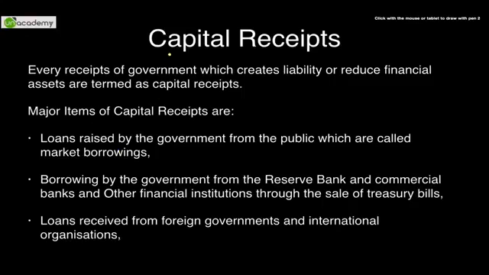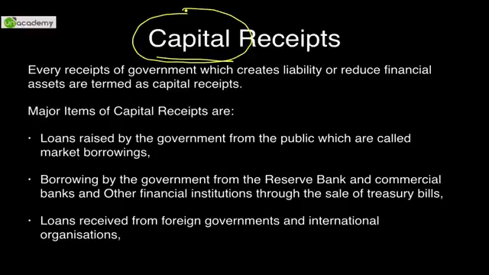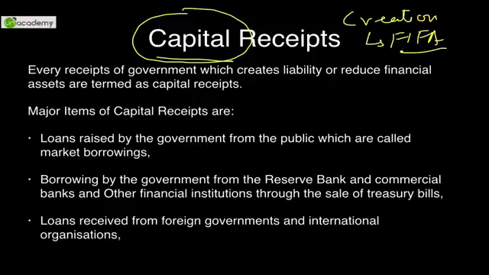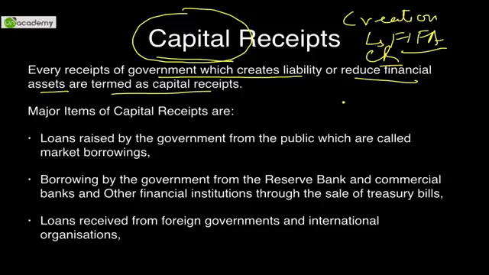Again, the word capital, as we had discussed earlier, means something that is long term. If capital expenditure meant creation of assets, you have created an asset, you have spent 1000 crores in creation of Jawaharlal Nehru Stadium, that is capital expenditure. Similarly, capital receipts: if you sell off that stadium to a private operator, let's say FIFA, for hosting a football World Cup, then whatever you get will be considered a capital receipt. So every receipt of the government which creates liability or reduces financial assets is termed a capital receipt. Selling off a stadium is a reduction of financial assets, so it is considered a capital receipt.